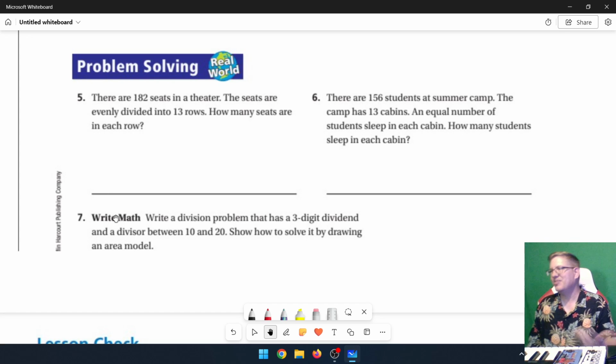To finish out number 5. Number 7 is a choose your own adventure problem, which I am going to draw a picture for. So we need a division problem with a 3-digit dividend and a divisor between 10 and 20. So our number that we choose to divide by has to be between 10 and 20. And you need to choose a 3-digit number.